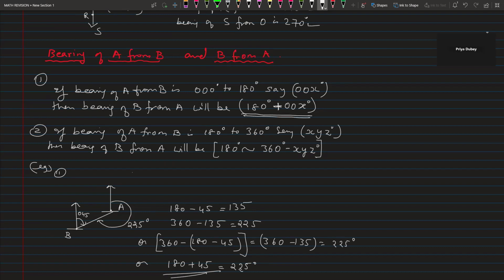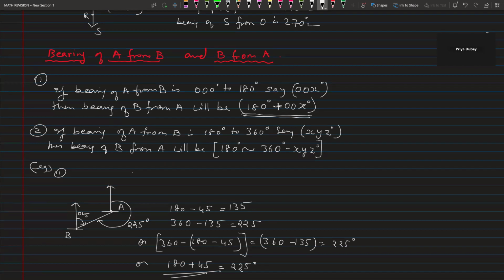Okay, shortcut is 180 plus that. You just add that amount, but then this x has to be between 0 and 180. The second situation is if the bearing of A from B is somewhere between 180 to 360. Bearing can be 180 to 360 also, right?